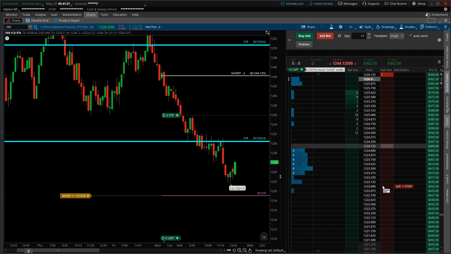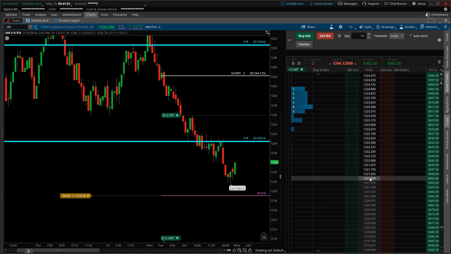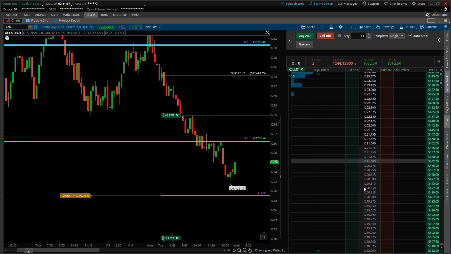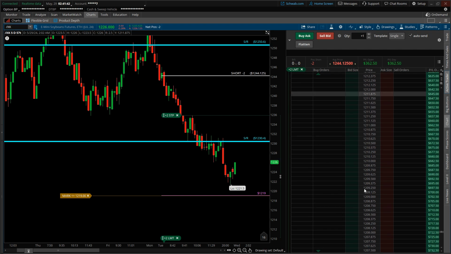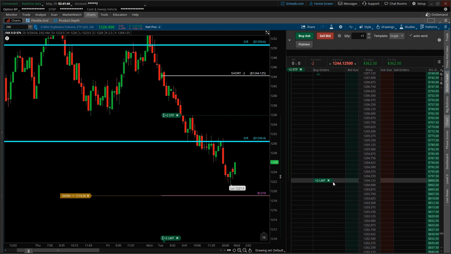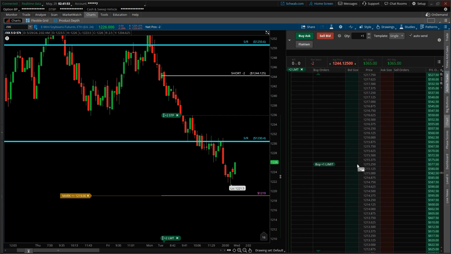It was actually up a lot more because we can see here that the bright white font is pegged to 1221 and a half, which is at a $452 price level. So had I closed it out right here, this would have been a $452 take profit. However, because I'm still bearish on soybeans, I walked my limit order lower. So it's sitting right here at 1204, which equates to a $800 profit potential. So that's the new limit order.